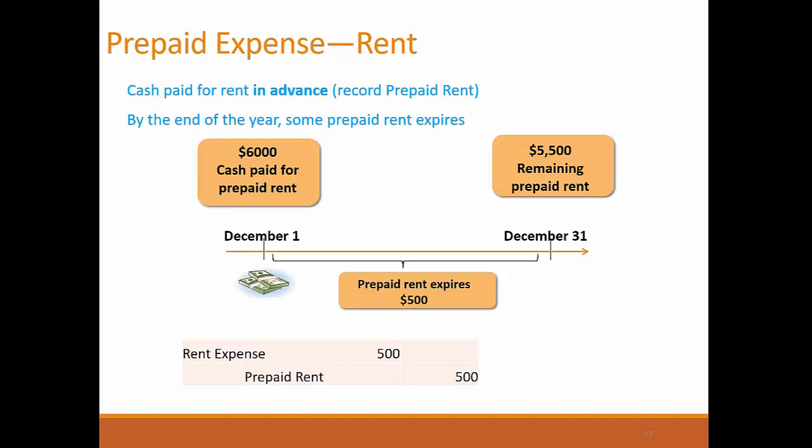So here's my adjusting entry, rent expense. I debit that, increasing my expense by $500, and I decrease my prepaid rent account, which is an asset, meaning I now have $5,500 remaining in prepaid rent, also an asset.